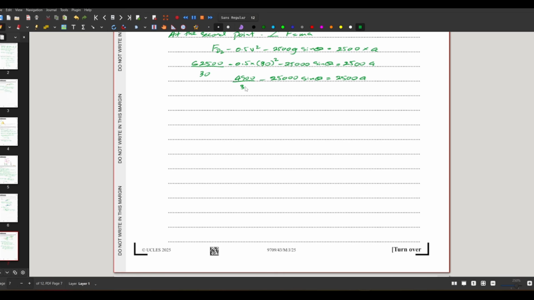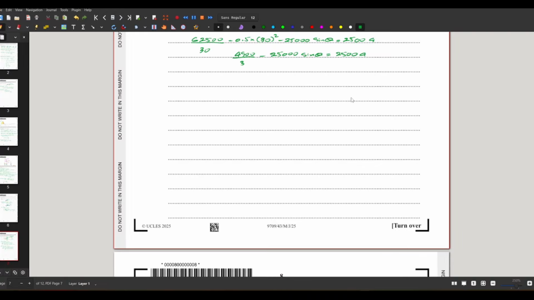Normally I don't like denominators. So what I'm going to do is multiply by 3 all the equation. So I can have minus, so 25 times 3 is 75. So it is 75,000 sine theta equals 25 times 3, so 7,500. This is equation 2.